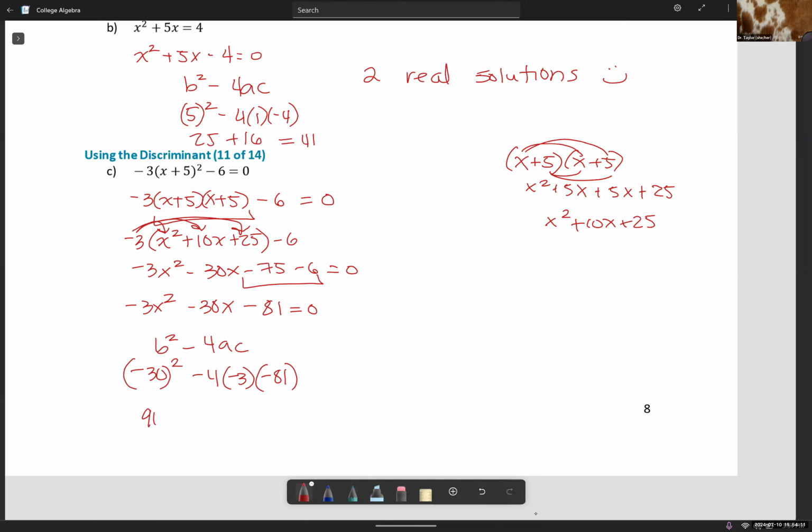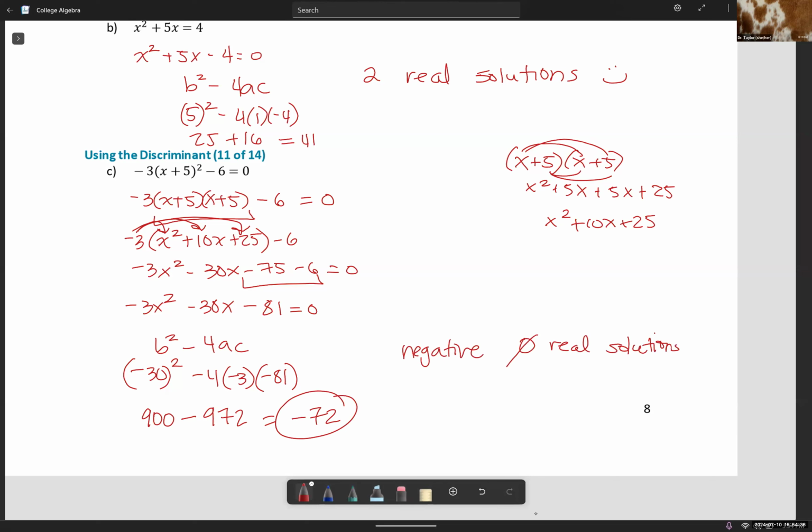Long story short, we're going to get 900 here. And we're going to subtract still because there's 3 negatives. This is 972, which leaves us with a -72. And because our discriminant is negative, you can't take the square root of a negative and get real numbers, so we get no real solutions.